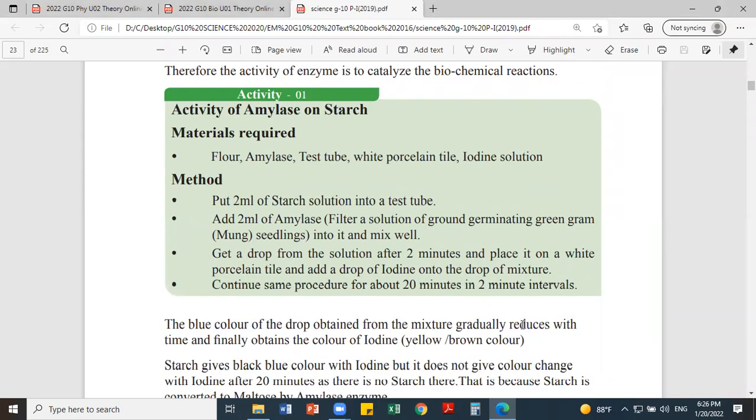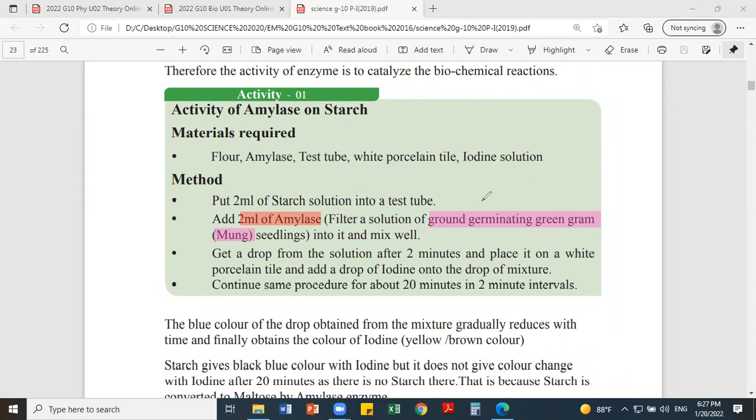Can you see here, how to get amylase? Please underline this. I'll highlight it in pink. No one gave the answer for this. You can get 2 milliliters of amylase by using a solution of ground germinating green grams or mung seeds mixed well. We call it the extract of the germinating mung seeds.